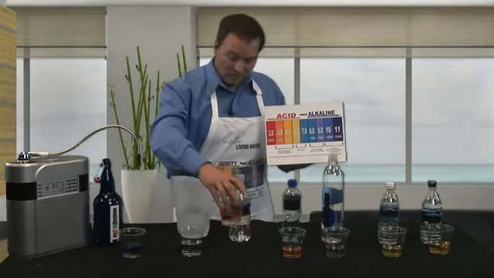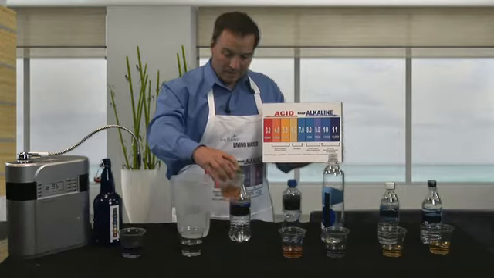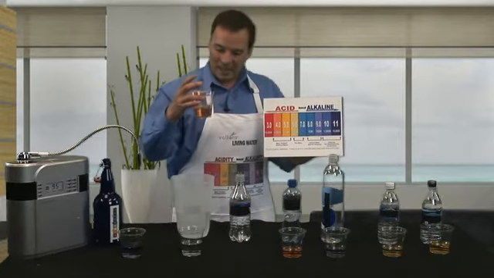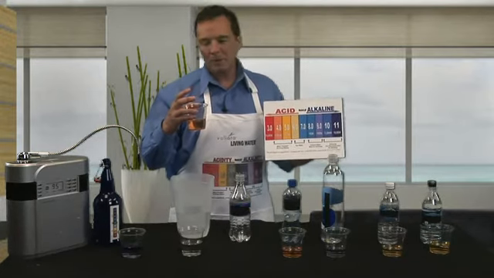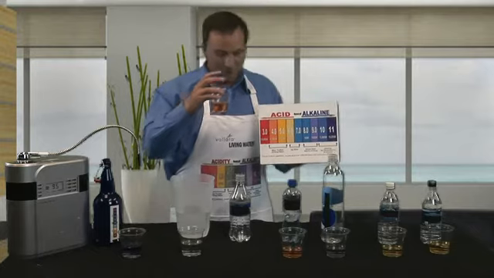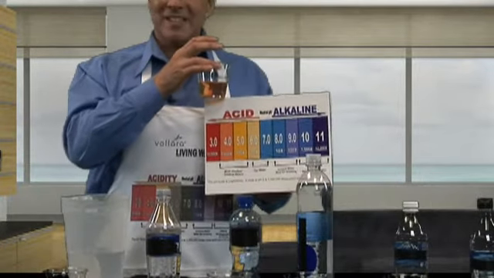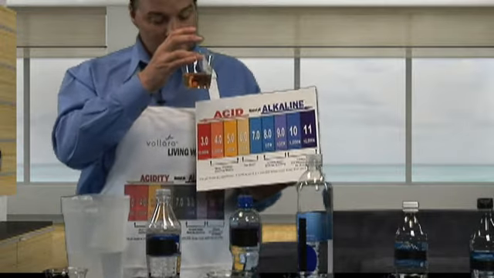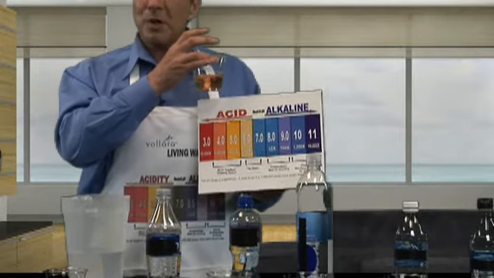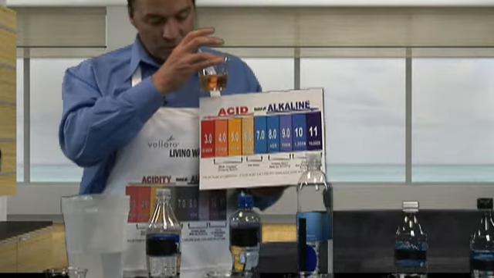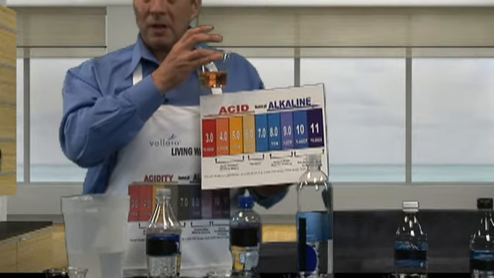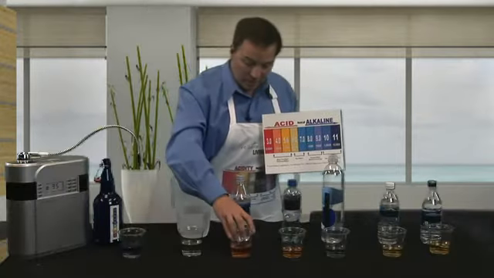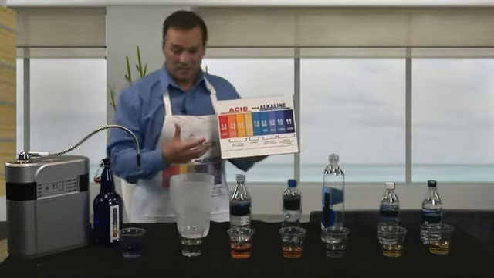And then this is our soda. We consume just gallons and gallons of this stuff. Now, we probably know that it's not the best for us, but we probably didn't know that it was this acidic, this oxidizing, this toxic to our systems. Most sodas are about a 2.8 to a 3.0 on the pH scale. It's very oxidizing to our systems.